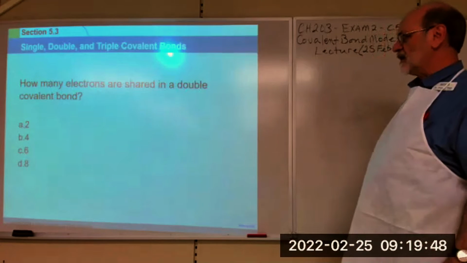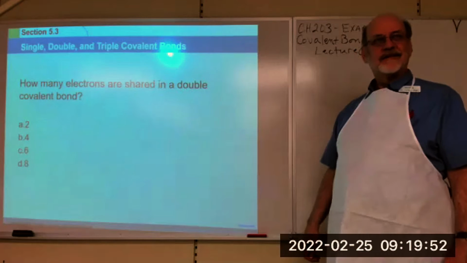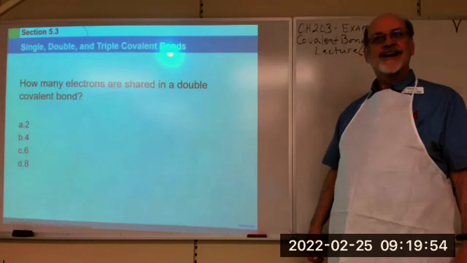Okay, how many electrons are in a double covalent bond? 2 times 2 is 4, right?